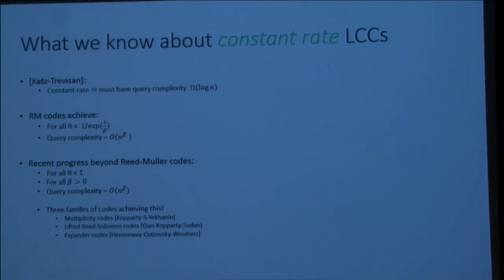What are you going to pay? As beta gets smaller and r gets closer to 1, you'll pay in the distance of the codes. The distance will still be a constant. It will depend on beta and how close the rate is to 1. But you can make the rate arbitrarily close to 1, and you can make the query complexity small. There are 3 very different families of codes which all achieve the same bound: multiplicity codes, lifted Reed-Solomon codes, and expander codes.